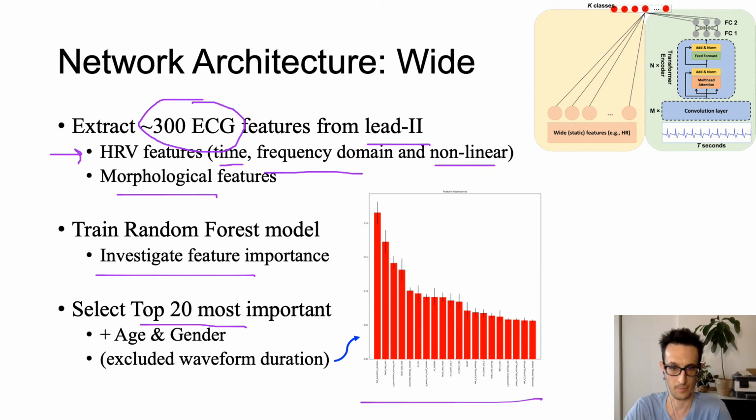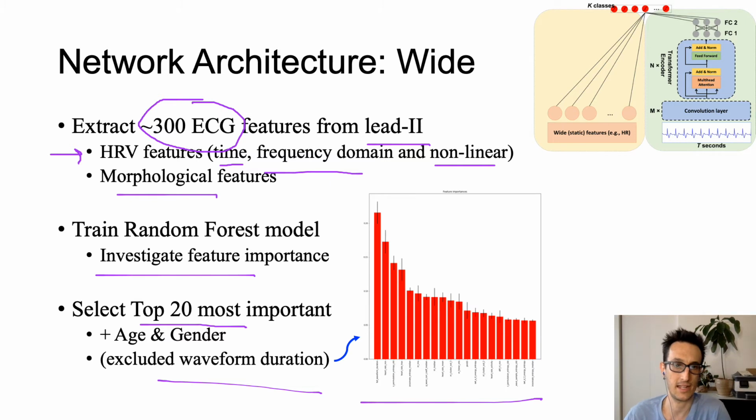This was the plot that we came up with, and I know you can't see the x-axis clearly on this slide, but on the next slide I will list each of these features so you can see in detail what they were. What we noticed was that the first feature, the top most important feature according to the random forest model, was the waveform duration.